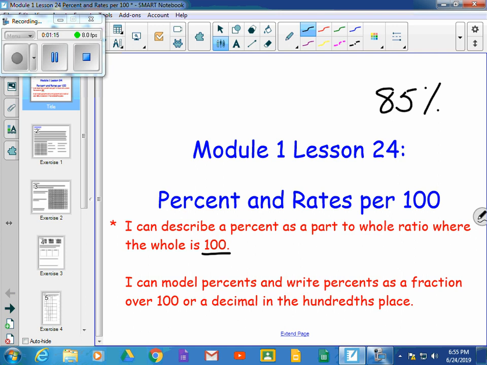So we're going to compare ratios and percents, and also we're going to throw in decimals and fractions as well throughout this lesson.